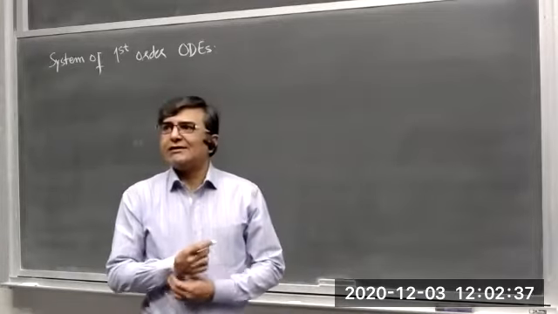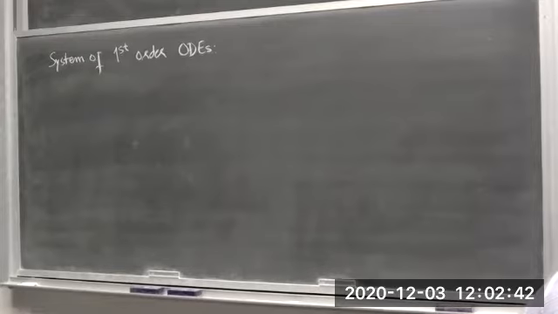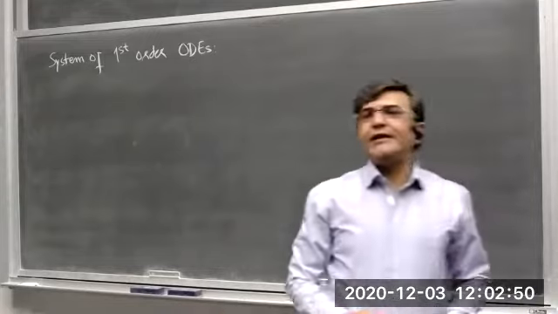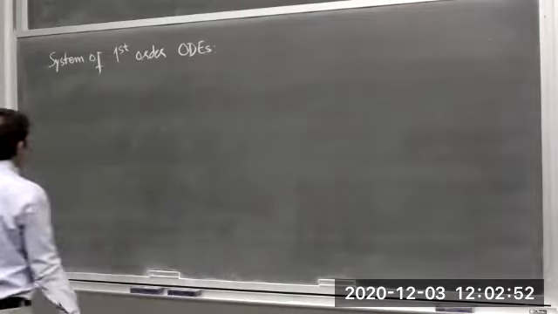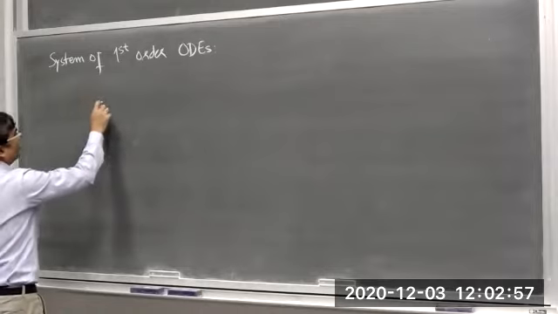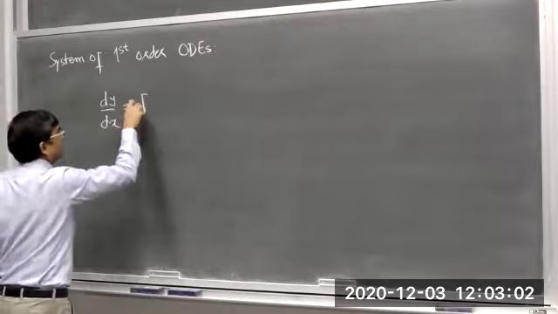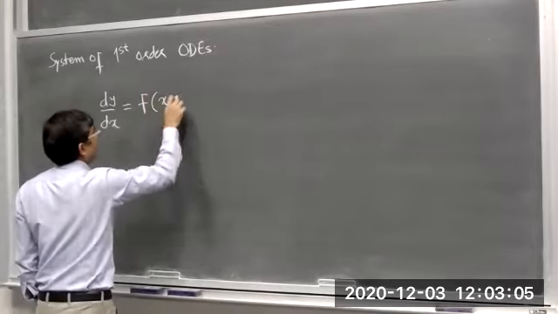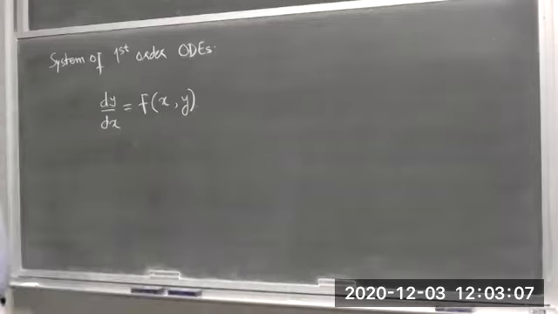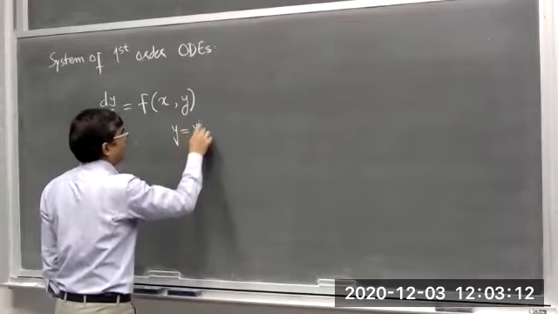We had discussed what is a first order ODE and how to solve it. We studied different methods for solving first order ODEs, for example, separable ODE, linear ODE, exact ODEs, and some other techniques. Now we know that a first order ODE can be written as dy by dx is equal to some function of x and y, where y is the dependent variable.